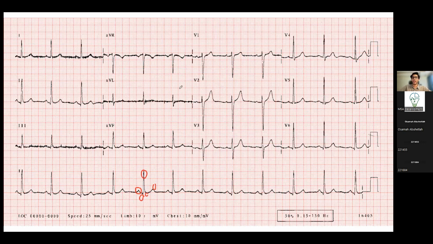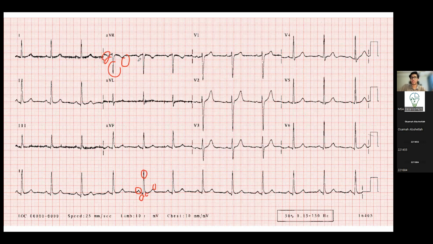Now, as you can see in some of the leads, let's start from lead 1. In lead 1, everything is positive. Lead 2, everything is positive. As we said earlier, lead 3 is very much similar as well. AVR is very different because it's looking at the heart from a totally different point of view compared to the other leads. Everything is going to be negative: the QRS complex, the R wave, the T wave, and the P wave are also negative. Everything that we talked about for lead 2, just make it opposite, and then you have AVR.